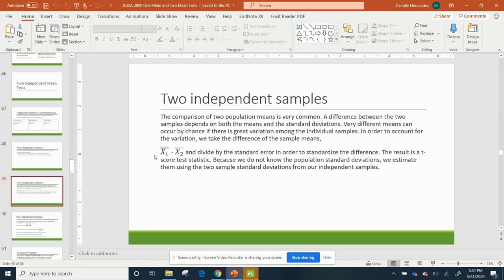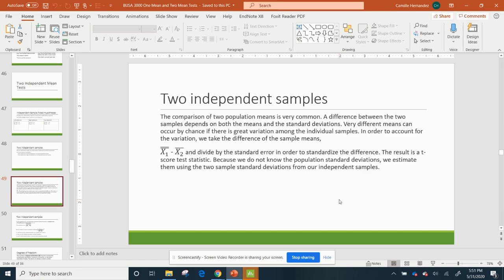In order to account for the variation, we take the difference of the sample means. So we're saying the sample mean of one minus the sample mean of two, divided by the standard error in order to standardize the difference. This is the result of the t-score test statistic. You know, this is the t-value. And you'll get this again. It's not a big deal. You saw it with the one mean t-test.